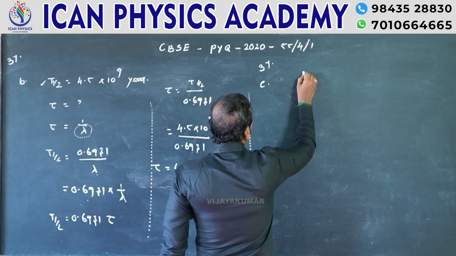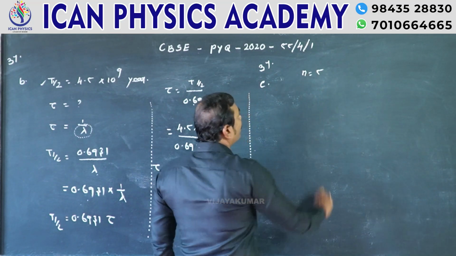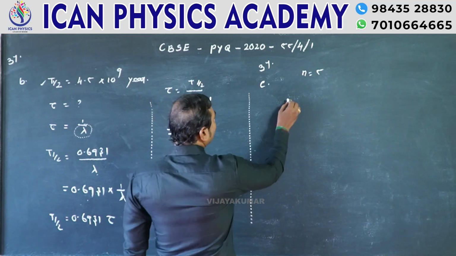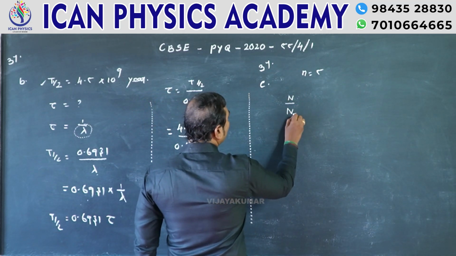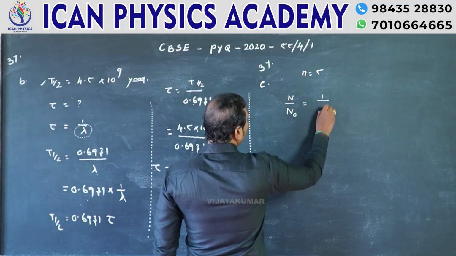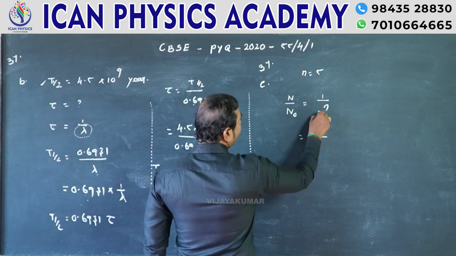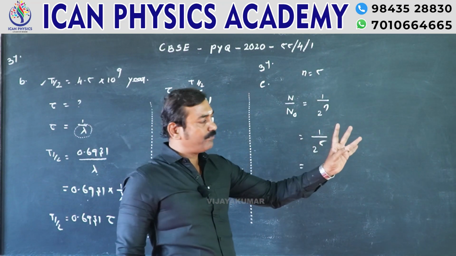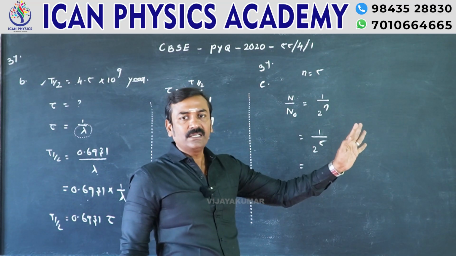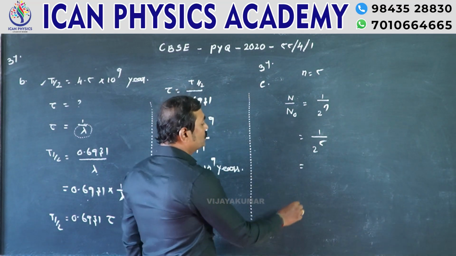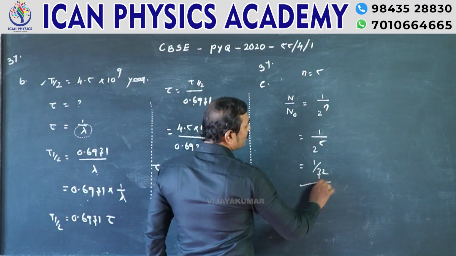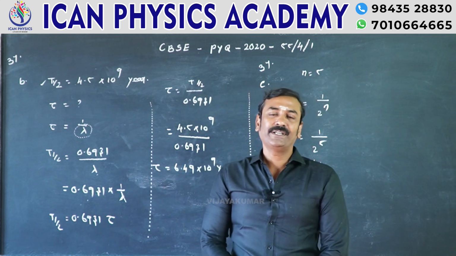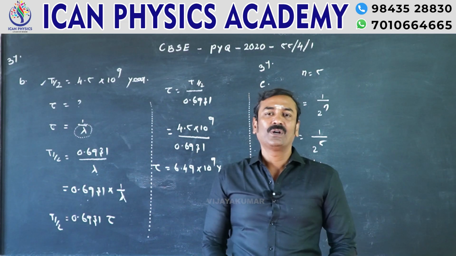So how much time? That is n equal to 5 half-lives. What fraction remains? What is the formula? N by N naught equal to 1 by 2 power n. So 2 power 5: 2 twos are 4, 4 twos are 8, 8 twos are 16, 16 twos are 32. So 1 by 32 is the fraction. Okay. Do you get it now? Do you have any doubts? No doubts.